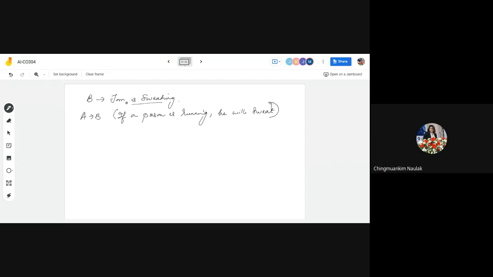This time it's given in a reverse way. So Tom is sweating. If a person is sweating, that means he's running, right? So your answer would be Tom is running, and this is A, or whatever you are denoting it by. Okay, that's all about backward reasoning.